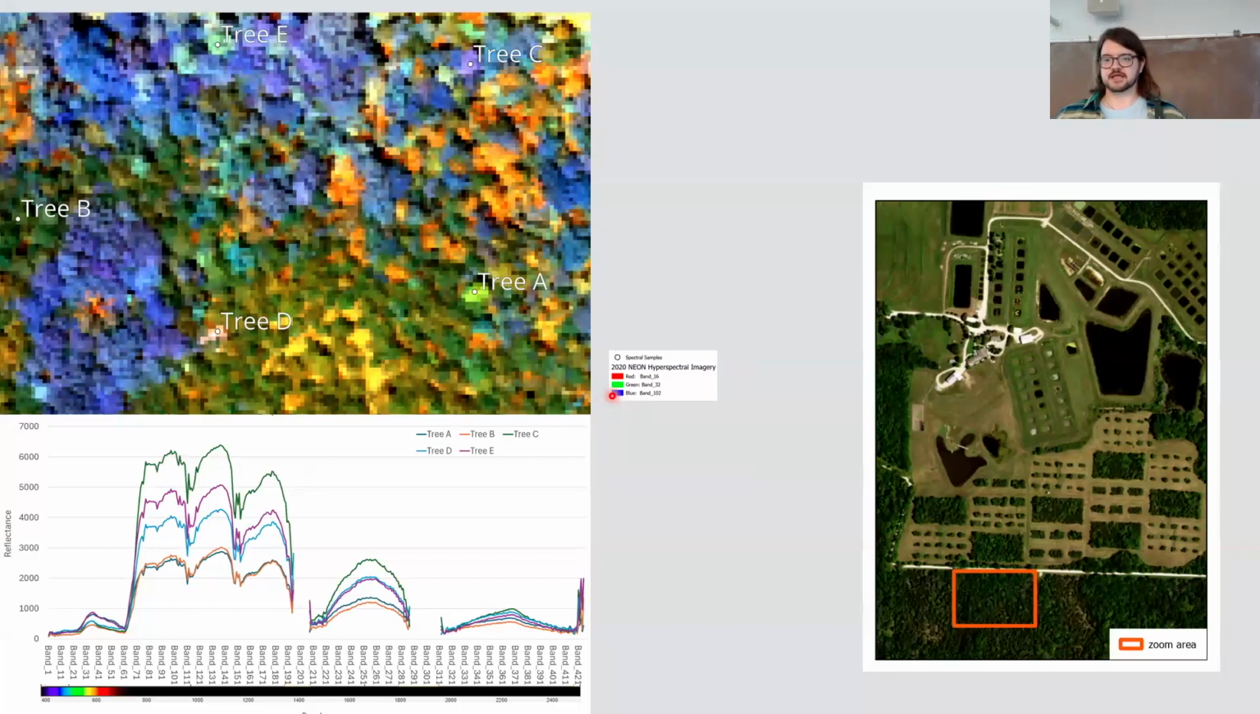Real quickly here, some spectral profiles from the field station of a few different tree canopies, and the point here is that vegetation tends to have a similar response curve. We see absorption in the visible light, reflectance in the near infrared, and then what happens down here in the shortwave infrared relates to water content and a few other factors.